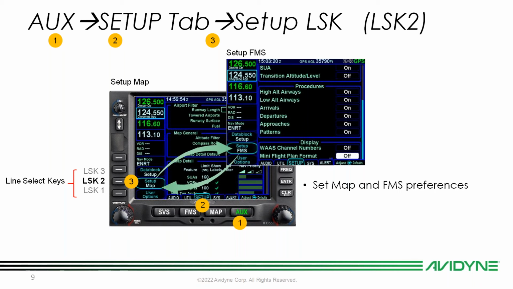So the IFD is going to display whichever setup page that you're currently on, not what is next if you select that line select key. Notice that if line select key 2 says map setup, you're on the map setup page. If it says FMS setup, you're on the FMS setup page. Then we think this reduces some confusion and increases awareness about where you are in the IFD.